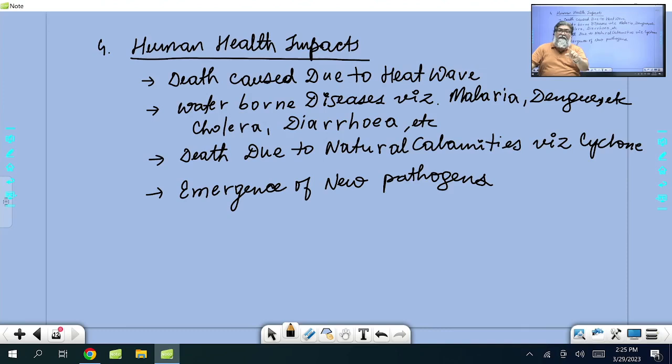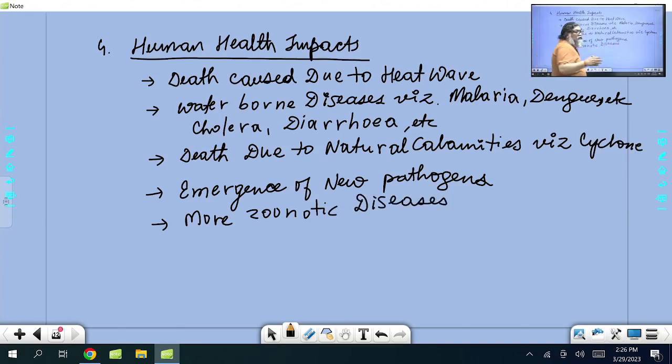And this will happen why? Because of habitat loss, where animals come out of their natural habitats, right? So emergence of new pathogens causing new disease. Again here, more zoonotic diseases which come from animals. Now animals here means not only the chimpanzee, gorilla and all in Africa, but also birds, like Nipah virus, bat, fruit bat. Even they are also carriers of disease, right?